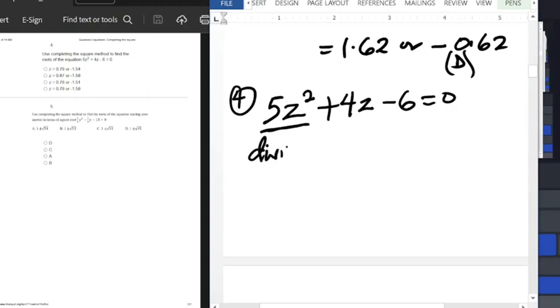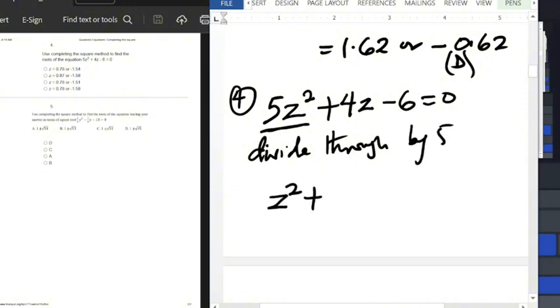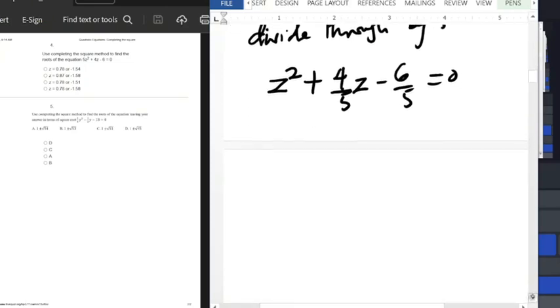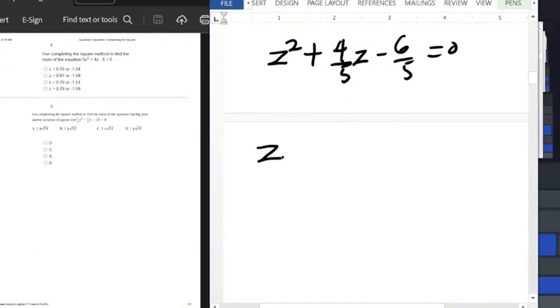by 5. So therefore, this should be what? z squared plus 4 over 5 z minus 6 all over 5, everything equals 0. So from here, we're going to have z squared plus 4 all over 5 z, then we take this to the other side. That's going to be equal to 6 over 5. I hope this is very clear.